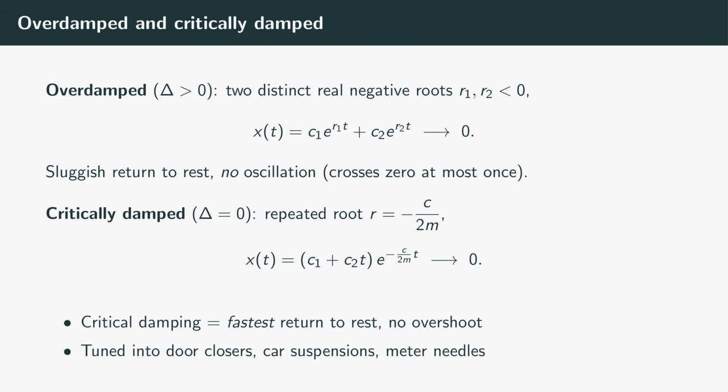Any less damping and the system overshoots and wobbles; any more, and it crawls back lazily. Exactly at critical, it returns as quickly as physics allows and stops clean. That is why door closers, car suspensions, and the needles on analog meters are all tuned right at or just past critical damping.